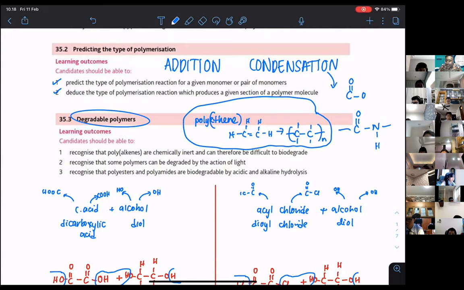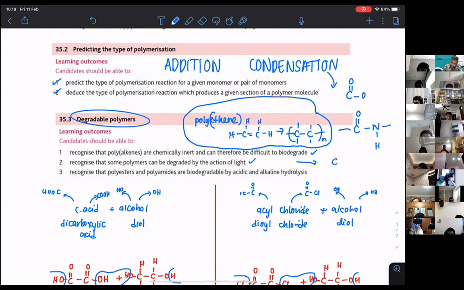So very limited reaction. Therefore, any addition polymers are quite difficult to biodegrade. So they say here, difficult to biodegrade, let it be by bacteria, let it be by acid or base, no. But some polymers can be biodegraded by the action of light. This one you can check from your textbook.